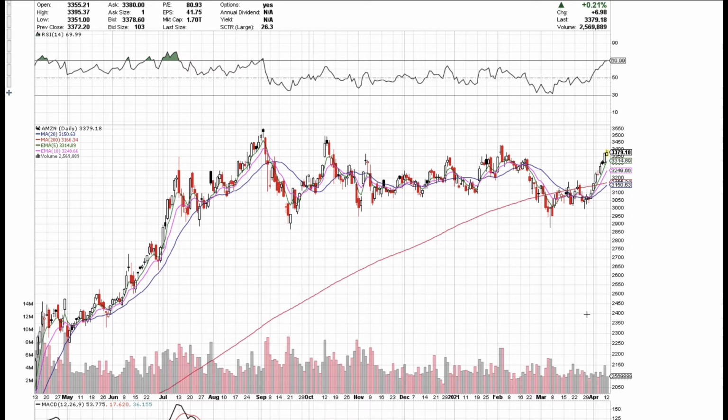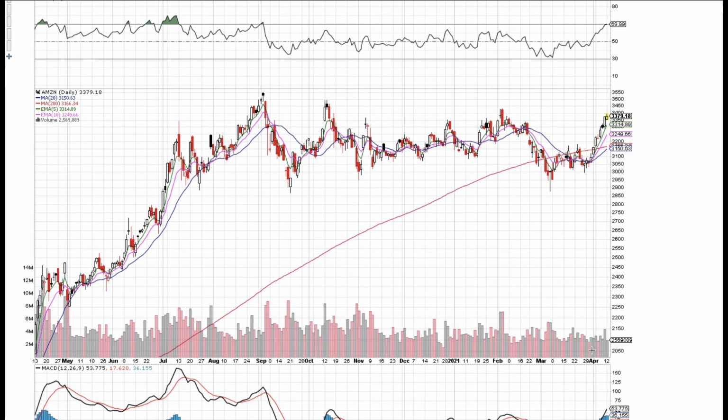But that's not what this indicator is actually showing us. The indicator is showing us that the volume over the last 10 days, if we averaged it out, is in an uptrend, right?